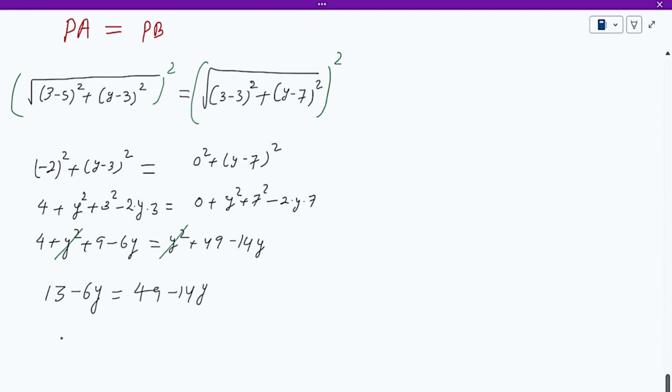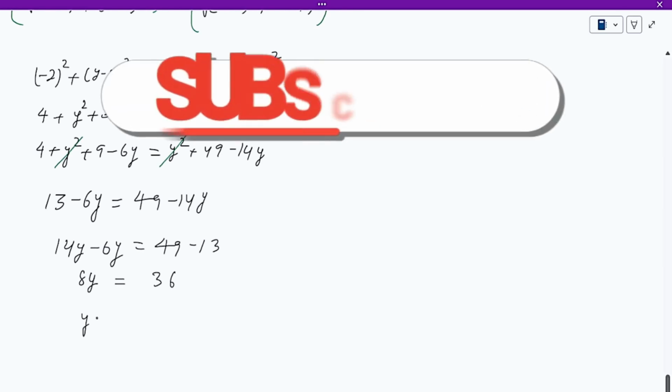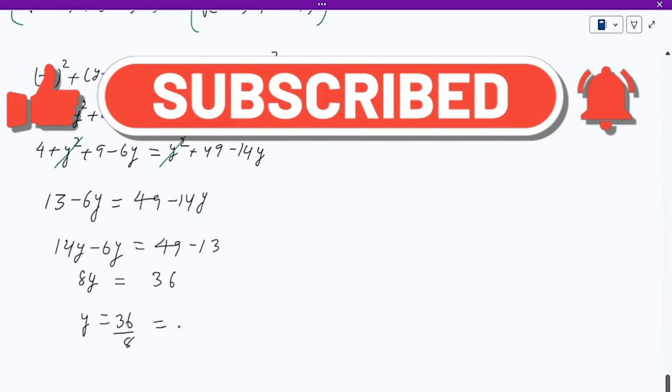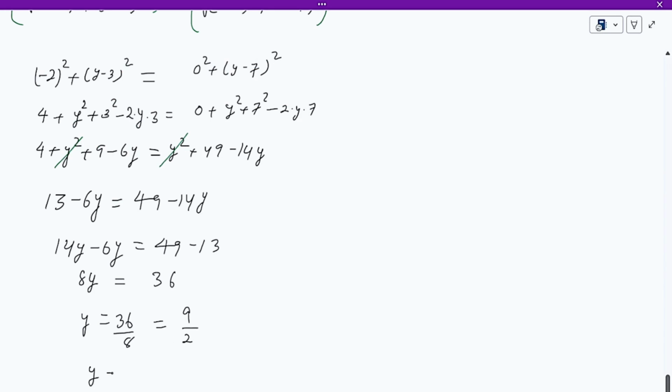So bring the variable to one side and the constant to the other side. So shift this to the left. We'll get 14y minus 6y is equal to 49 minus 13. So here it will be 8y, and here this will be how much? 36. So y value is equal to what then? y is equal to 36 by 8. You can cancel this. After cancelling, we'll get 9 by 2. So y value is equal to 4.5.